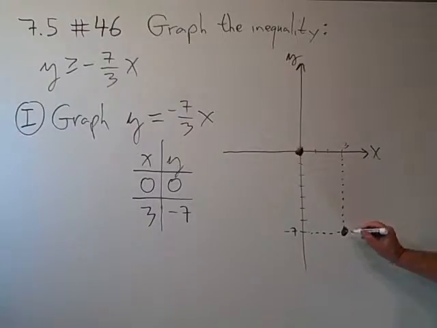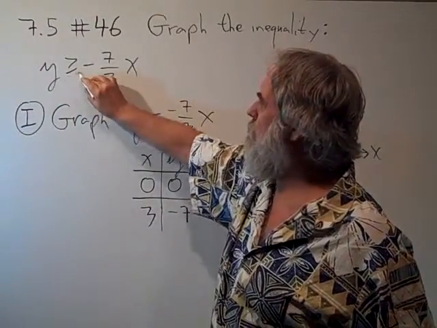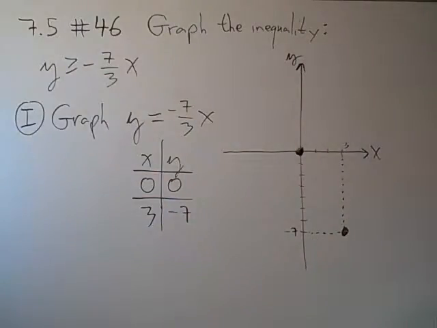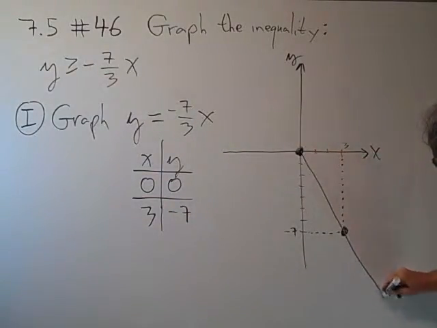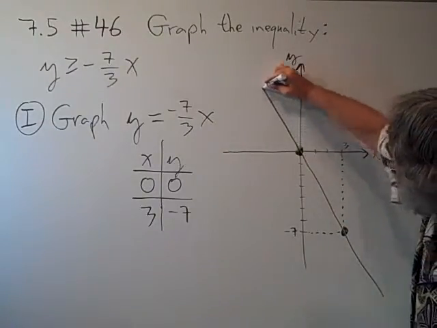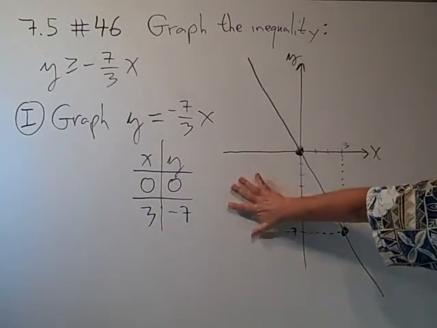So our line goes through those 2 points, and it's going to be a solid line because it includes or equal to, so it's including the points on this line. And the line looks something like this. That's step 1 completed. For step 2, we need to determine which side of the line to shade.